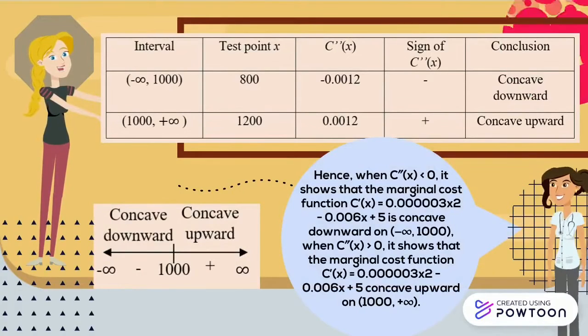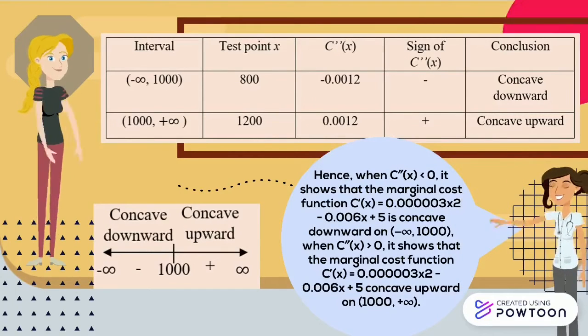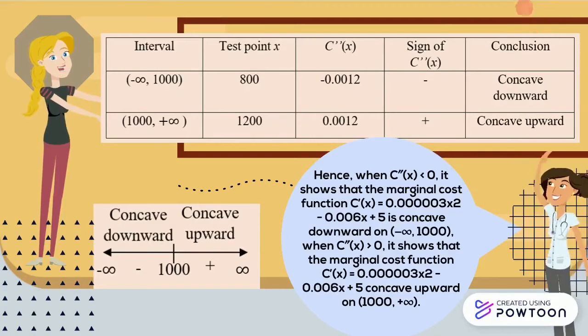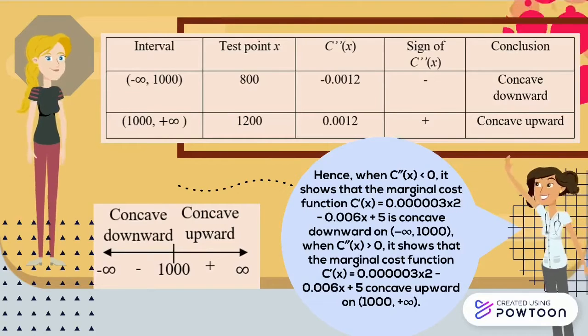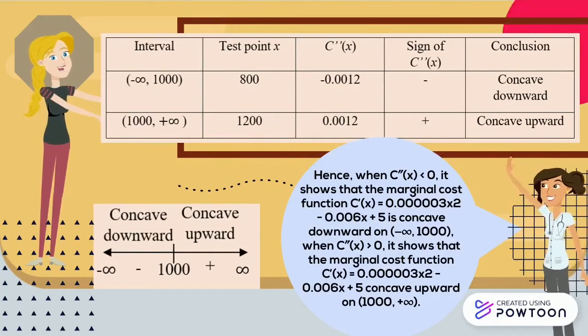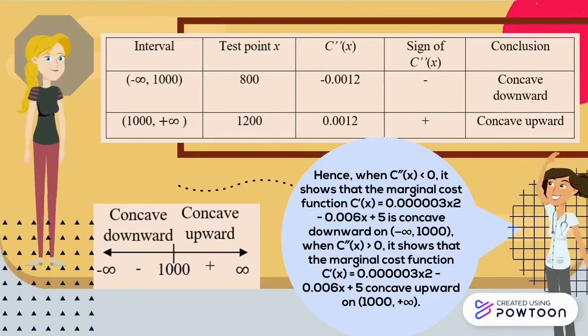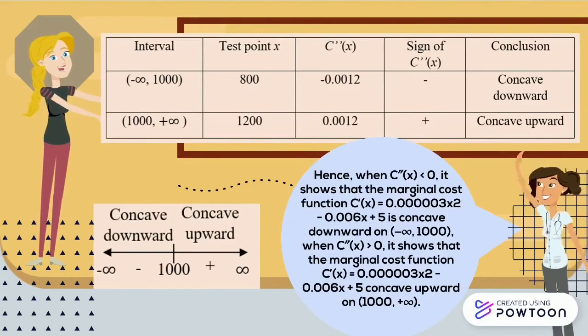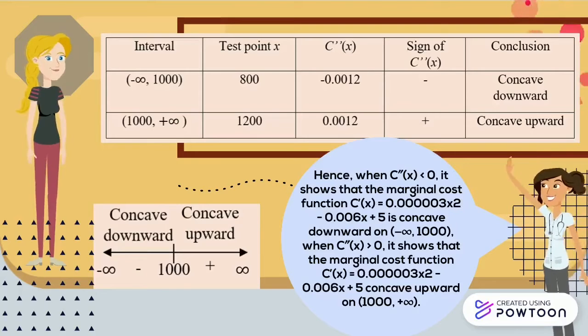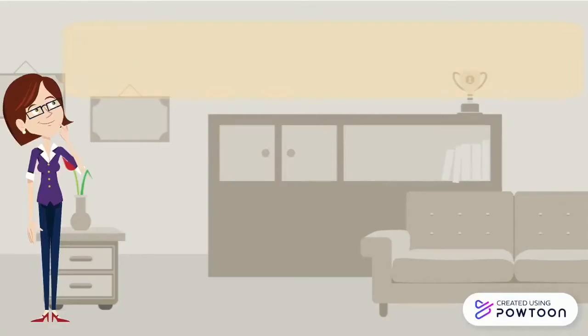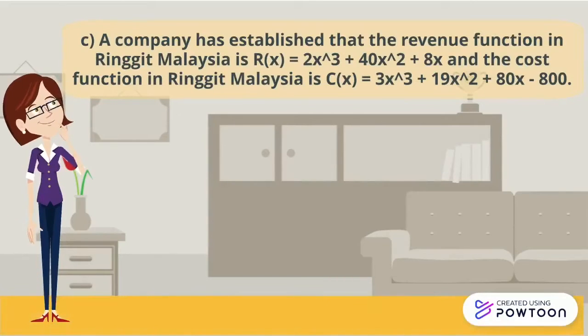Hence, when the second order derivative of the marginal cost function is below 0, it shows that the marginal cost function, which is 0.000003x squared minus 0.006x plus 5, is concave downward on negative infinity to 1000. When the second order derivative is bigger than 0, it shows that the marginal cost function is concave upward on 1000 to positive infinity. Alright, then we move to the next question.